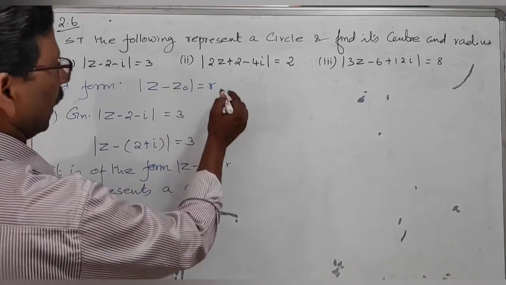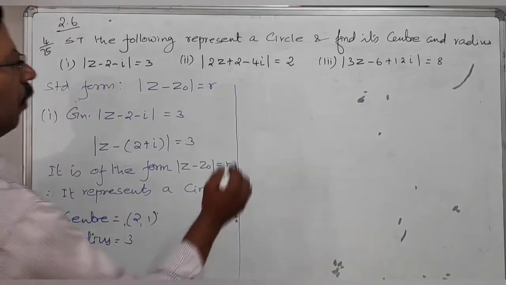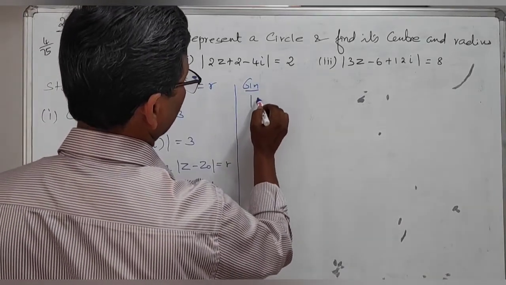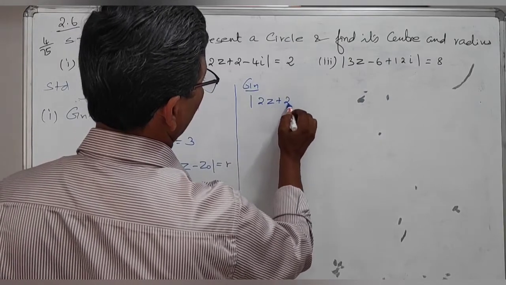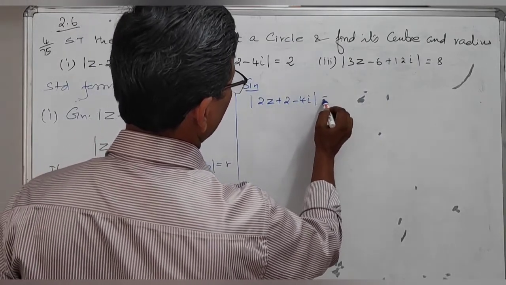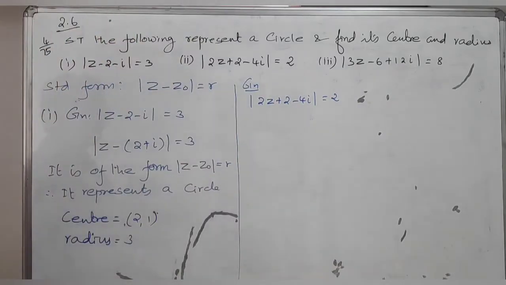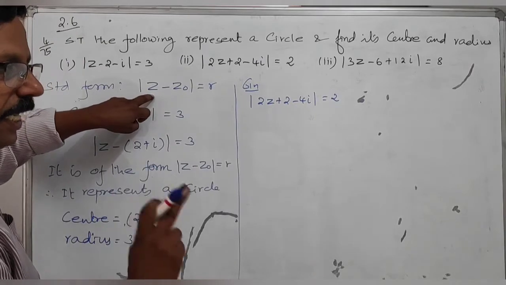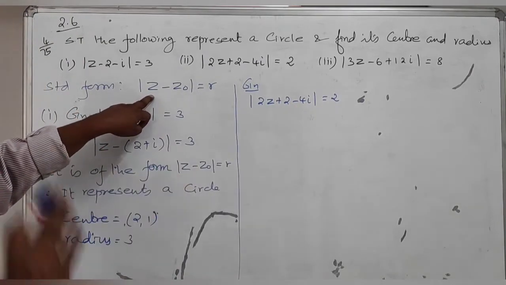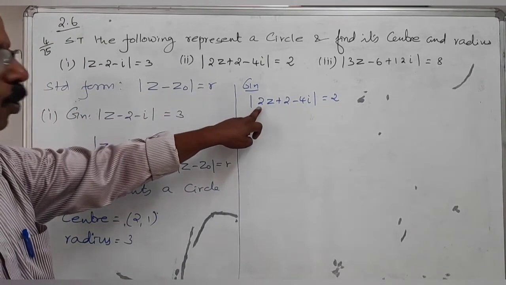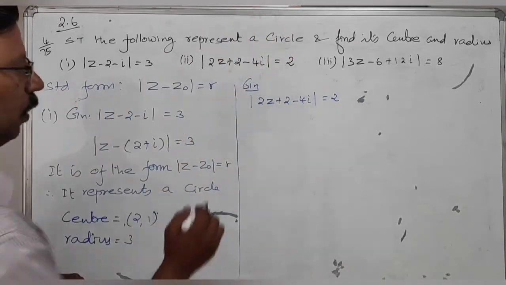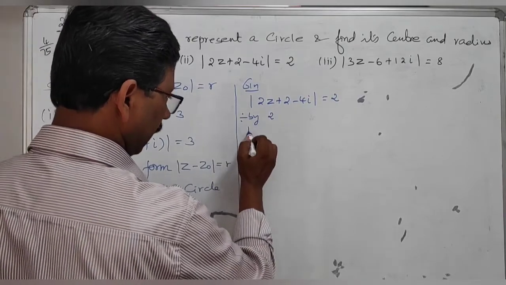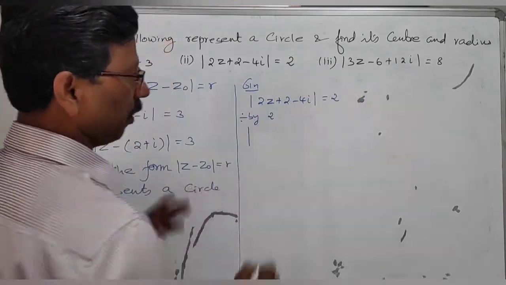Likewise, let's go for this second subdivision. What is given? Given modulus of 2Z plus 2 minus 4I is equal to 2. Now here, if you want to bring this into standard form, means you must have Z. Z should not have any coefficient. Since the coefficient is 2, you divide out by 2. Then you have to divide each and every term of this equation by 2.